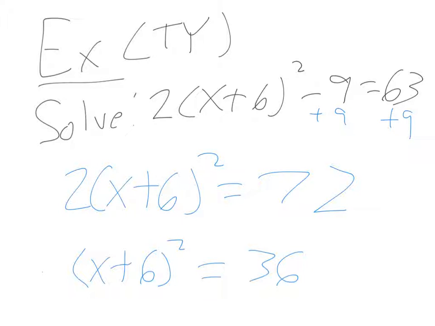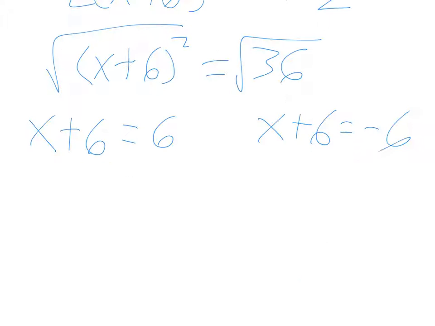And now, if you take the square root of both sides, you should have two separate equations to solve. Both x plus 6 is equal to 6, and x plus 6 is equal to negative 6. If you solve both of these for x, x will be equal to 0 or negative 12.